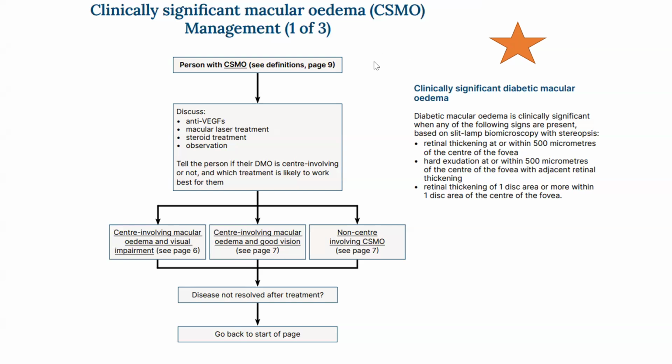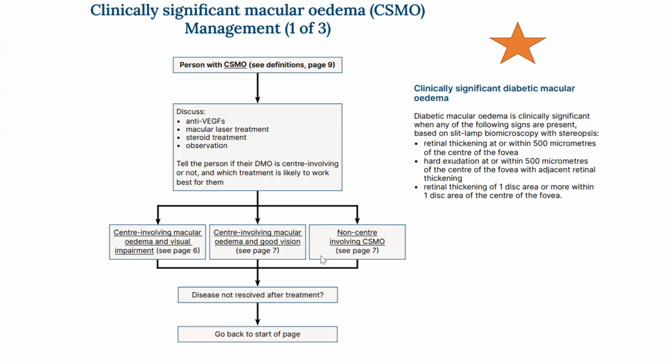So overall, a brief overview of the management is mentioned here. We'll be looking in detail at how to divide the management based on the NICE guidelines. For the person with clinically significant macular edema, they have divided the management into three types. One is those who have center-involving macular edema along with visual impairment. We'll look at the meaning of center-involving macular edema in the next slides. The second is those who have center-involving macular edema but with good vision.